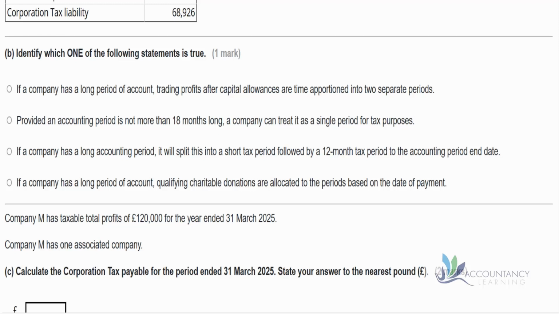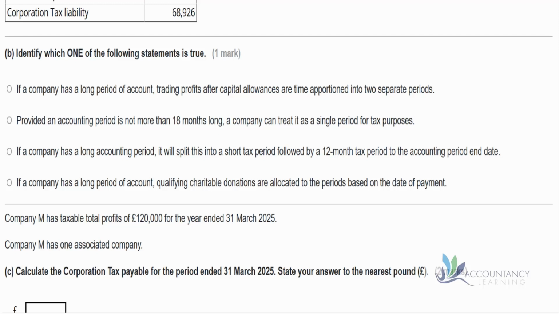Okay, what about the second statement? Provided an accounting period is not more than 18 months long, a company can treat it as a single period for tax purposes. Well, no, that's not right. If the period of account is more than 12 months, we must separate it into 12 months and then the rest.